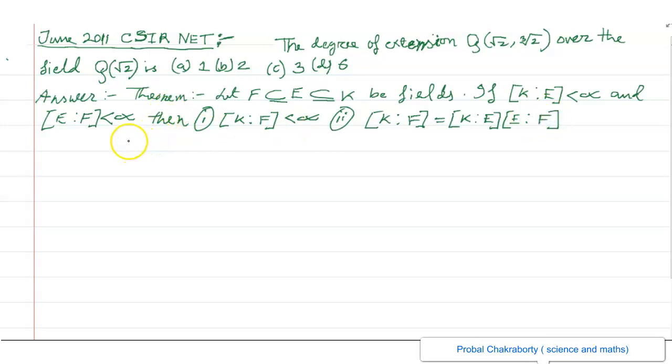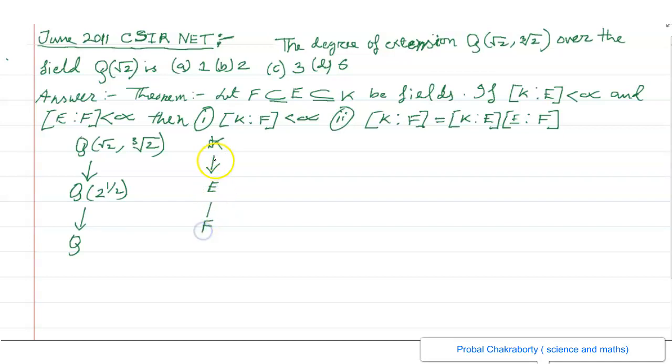So friends, I apply this formula. Now here you see that Q(root 2, cube root 2) and another factor is Q. So friends, we see that comparing this and this, here K is the E, after that F. So friends, we consider comparing this with this, and this with this. This is the total.